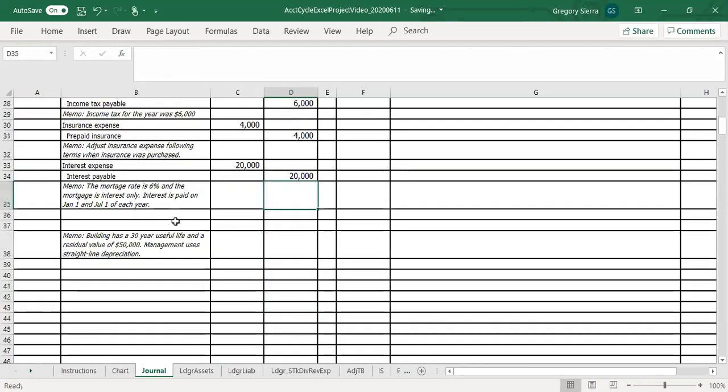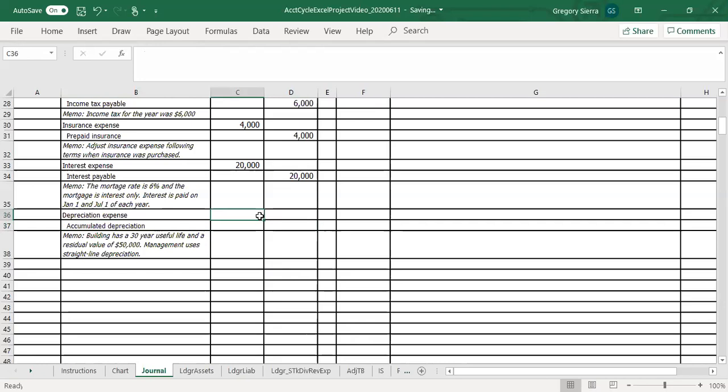All right. And here we have, building has a 30-year useful life and a residual value of $50,000. Management uses straight line depreciation. So we have depreciation expense, which represents kind of the using up of the service life of the building. And it doesn't go to the asset account, it goes to accumulated depreciation, which is a contra asset. Okay, still it's classified with the assets, but has a normal credit balance.